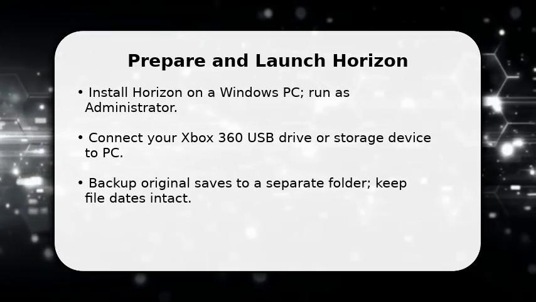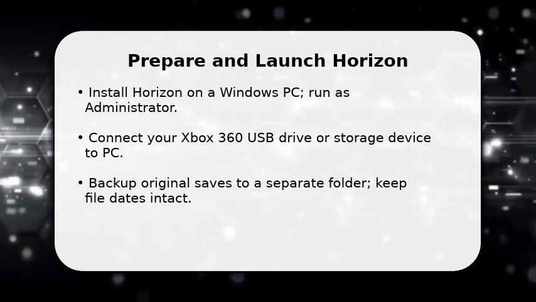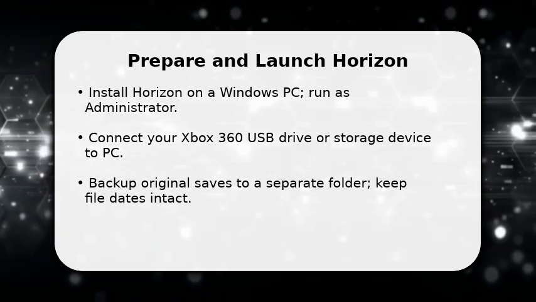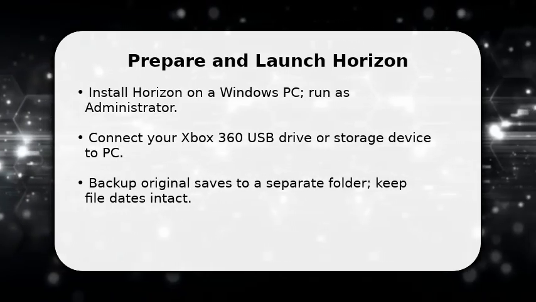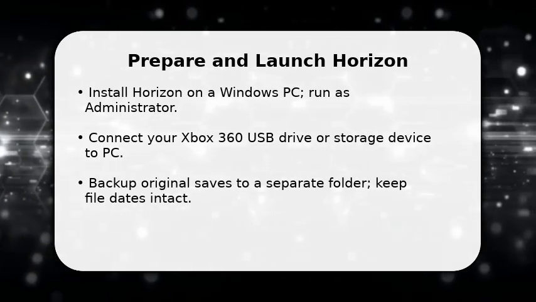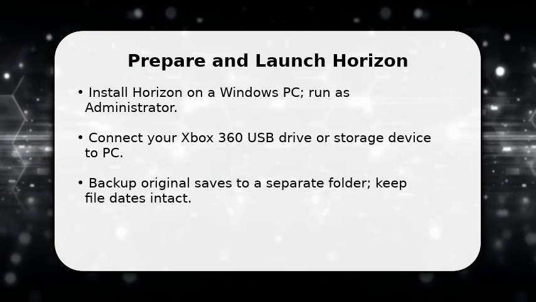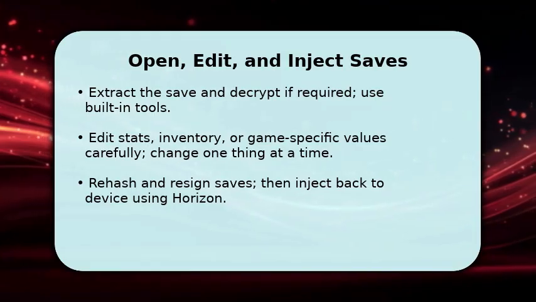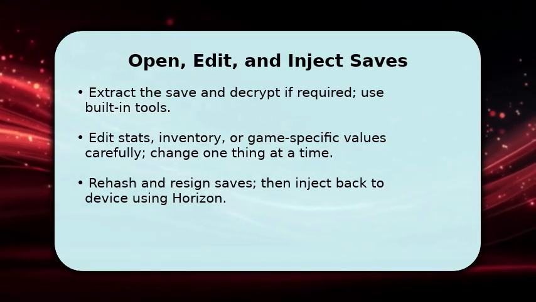Once connected, open Horizon's Device Explorer and locate the game profile and save you intend to modify. Make a full backup to a separate folder and keep file dates unchanged so you can restore if needed. Once you've backed up, extract the save from the device and decrypt it when Horizon prompts. You need plain text to edit.